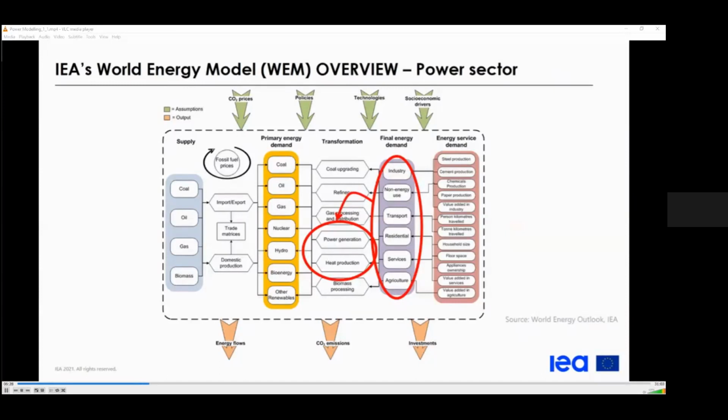We also have a feedback loop from the power system to final energy demand, and this is reflected through the price of electricity. So electricity prices will determine also the competition that occurs between fuels in the final energy demand section of the model.